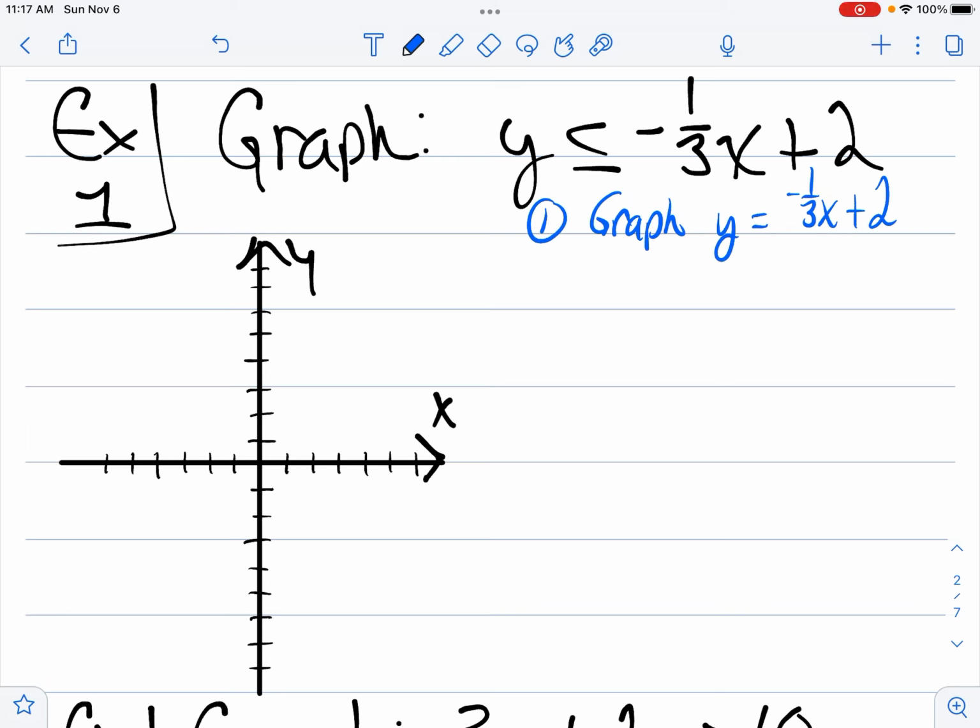All right, well, your slope, as you know, is -1/3, and your y-intercept is (0, 2). So I'm going to start this graph at (0, 2), right there. I'm going to go down 1, 3 to the right, which is right there. All right, and then I'm going to connect them together.